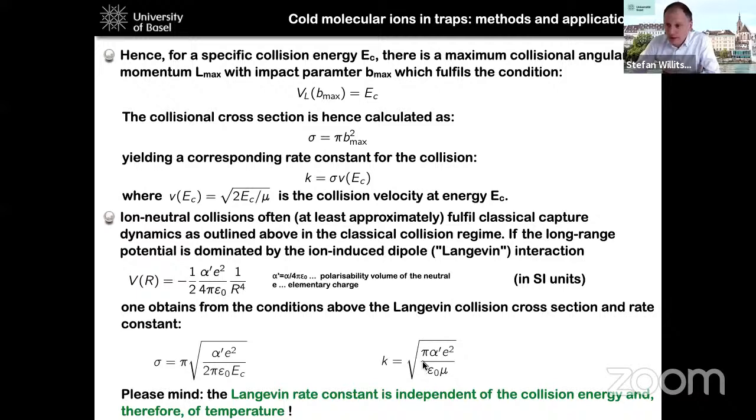And the important thing to note here is also that it is independent of the collision energy, and therefore also independent of the temperature, the collision temperature. Meaning, if we have Langevin capture dynamics in an ion-neutral collision, then the rate constant is constant with temperature and therefore also with collision energy. So that is an important result here.